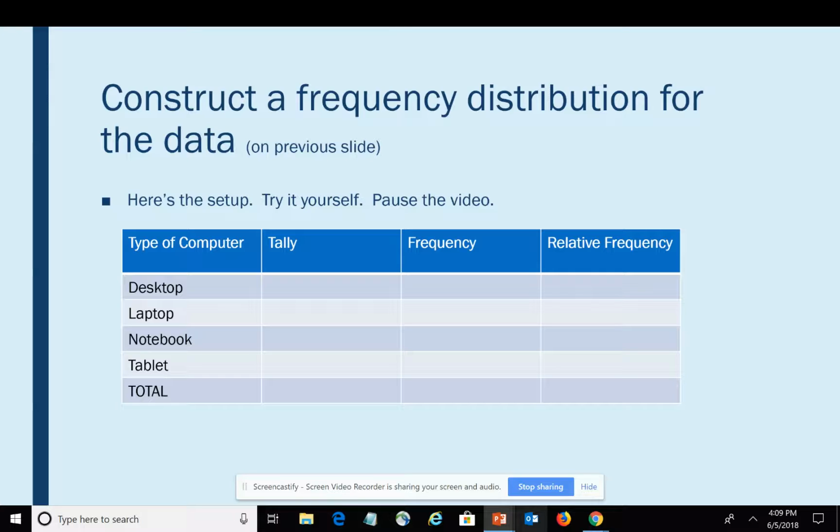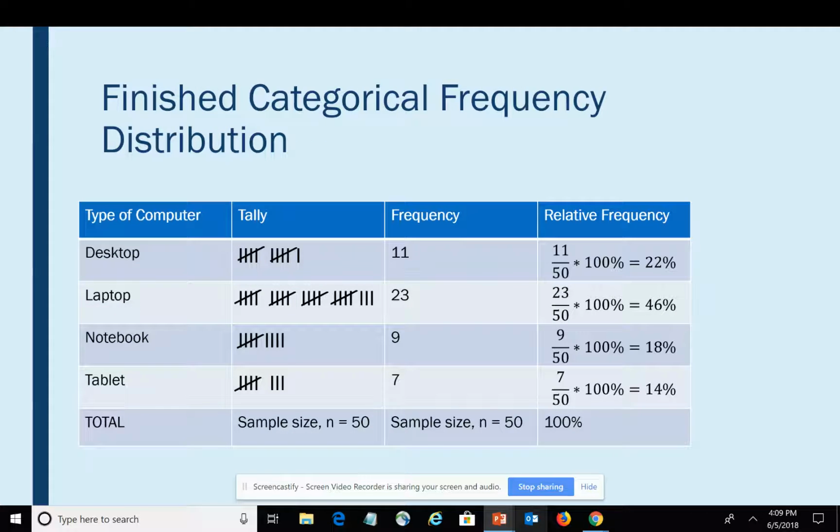So I want you to try this on your own. I've given you the setup to construct a frequency distribution. So pause the video and take a minute and go through the raw data and complete the table. When you're finished, you should have these results: 11 desktops, 23 laptops, 9 notebooks, and 7 tablets.